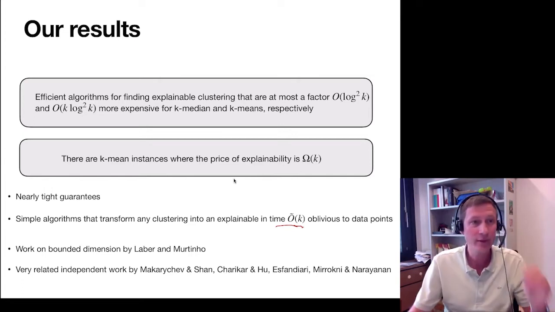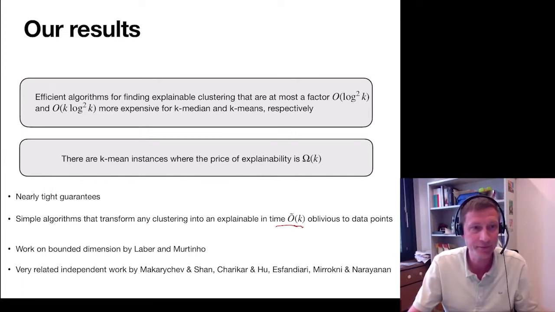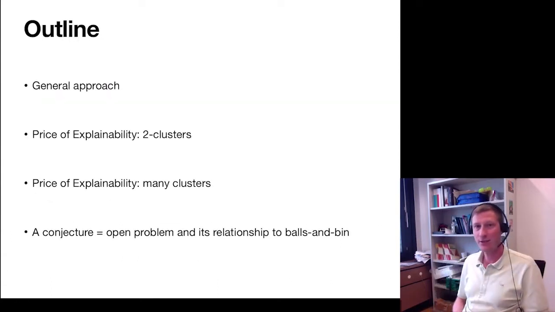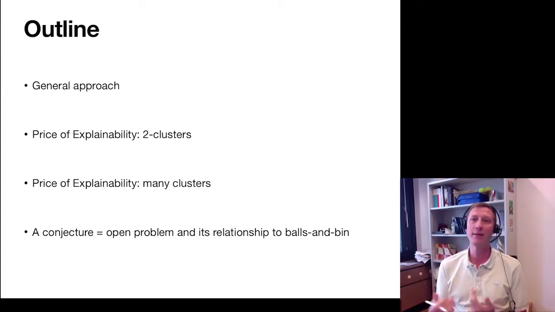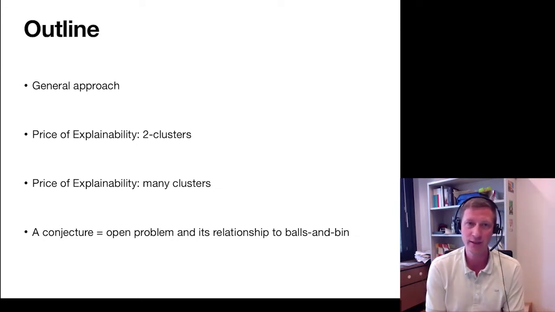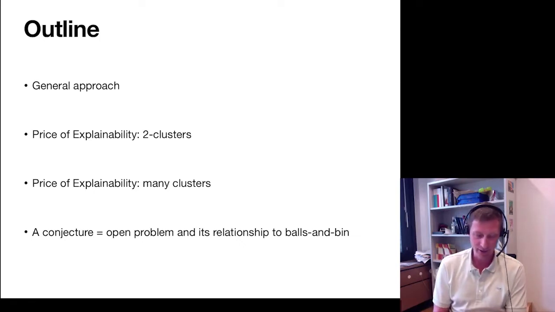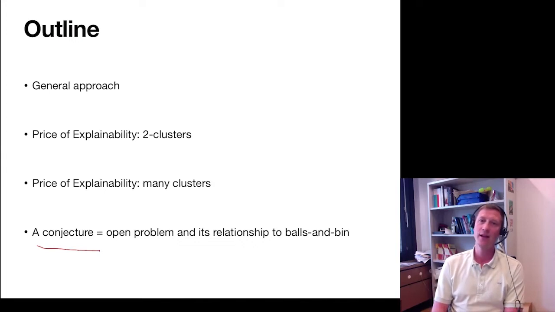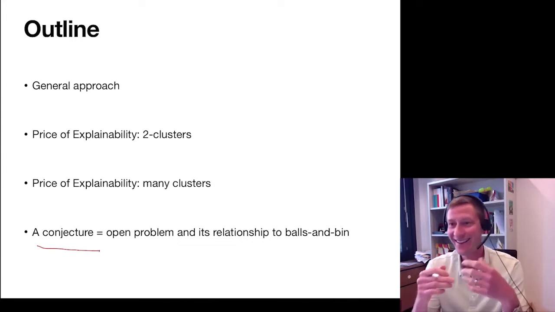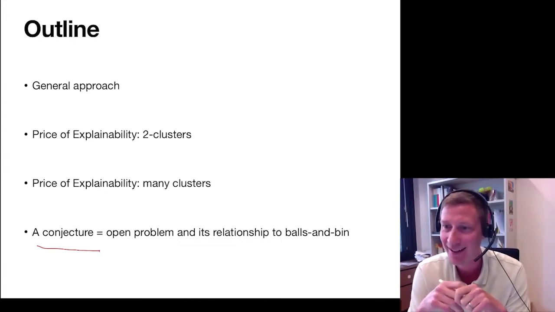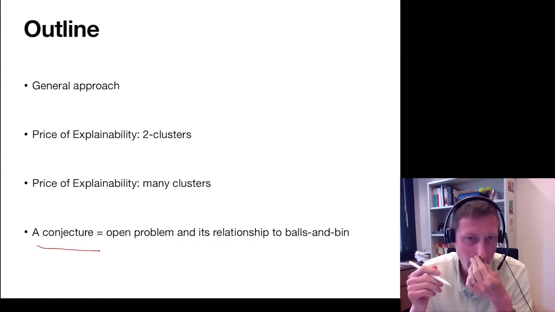Okay, so any questions at this point? So then in the rest of the talk, I just want to give you the high level approach, how to prove this price of explainability result. Then I will give the proof of when k is equal to 2, explain how it generalizes to general k, and then I would like to discuss this conjecture. It's a nice generalization of the balls and bins question. Okay.